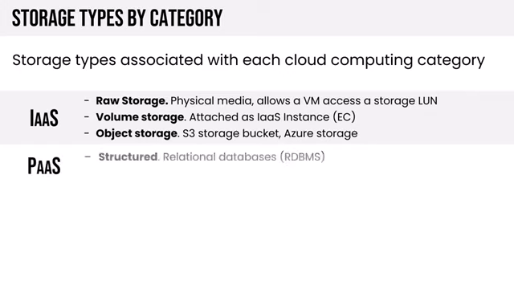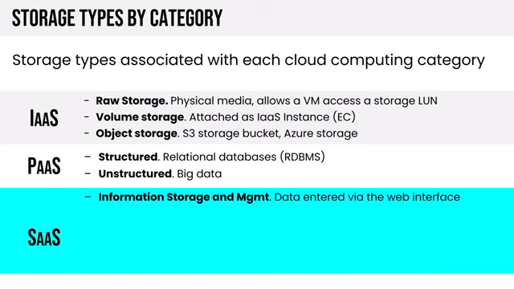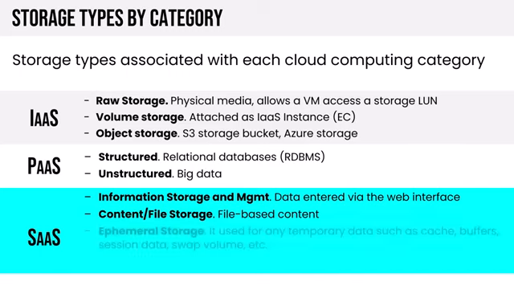In the PaaS category, we have structured data, that's your relational databases like SQL, MySQL, Postgres, and then unstructured or big data, sometimes called NoSQL. And in the SaaS category, we have information and storage management, that's your data entered via the web interface of a SaaS solution. Content or file storage, so that's your file-based content like you'd see with Box, Dropbox, OneDrive.